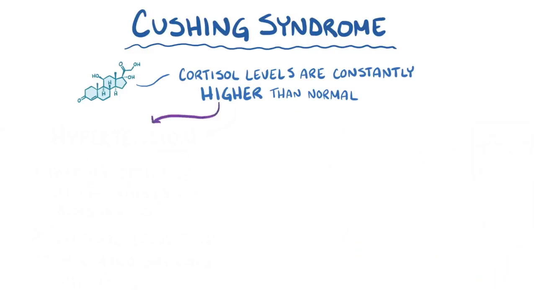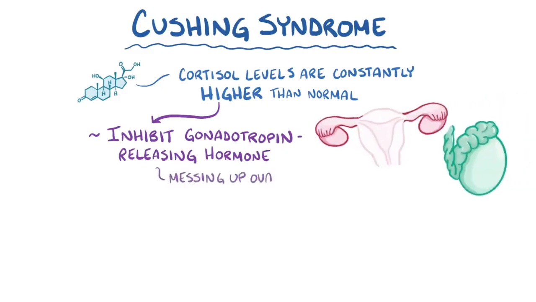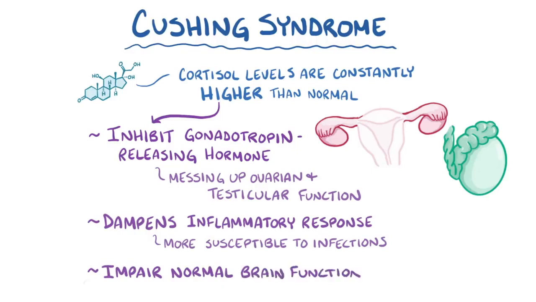High levels of cortisol also inhibit the secretion of gonadotropin-releasing hormone from the hypothalamus, which messes up normal ovarian and testicular function. Excess cortisol also dampens the inflammatory and immune response, making individuals more susceptible to infections. Finally, high levels of cortisol seem to impair normal brain function, but the exact mechanism here is unclear.